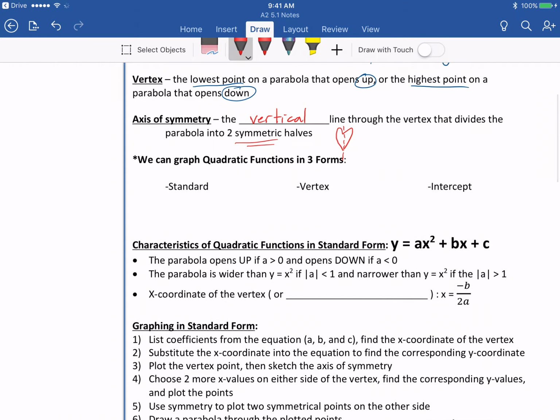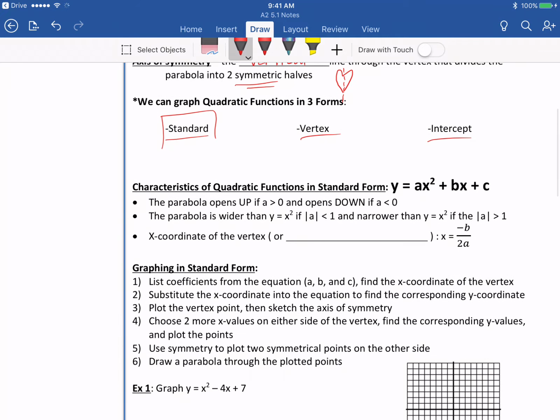So that is symmetric. So we're going to look at graphing three forms: standard form, vertex form, and intercept form. And we're going to start here with standard form, and this is going to be the hardest form. It takes the most amount of work. So we're going to start with that one and work our way to the easier ones.